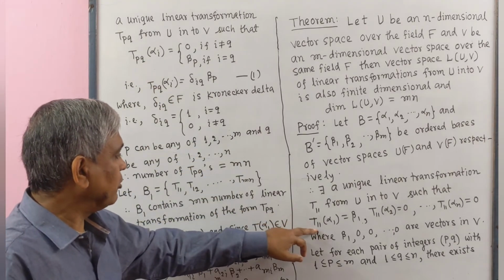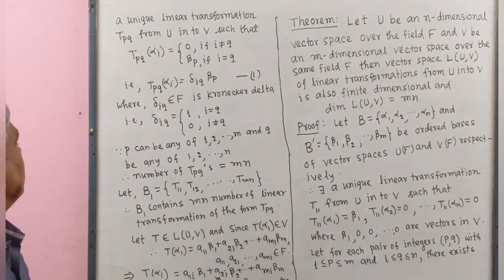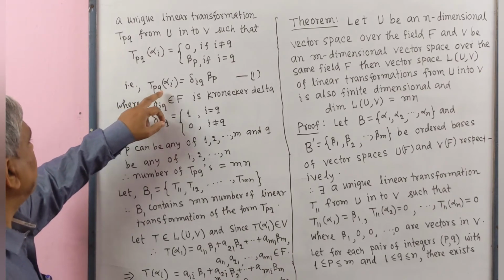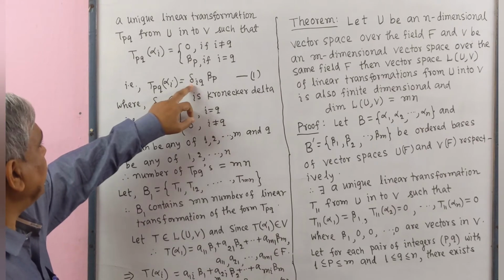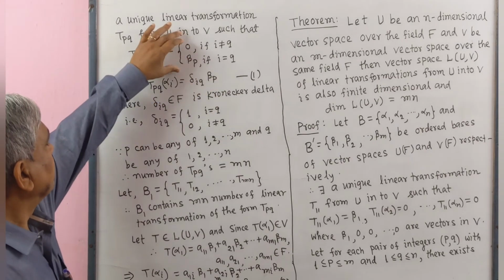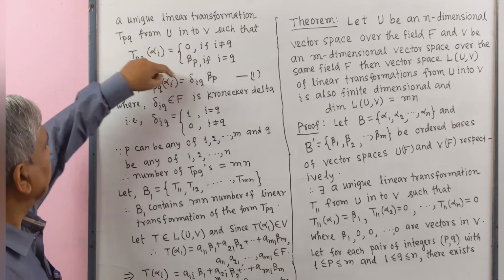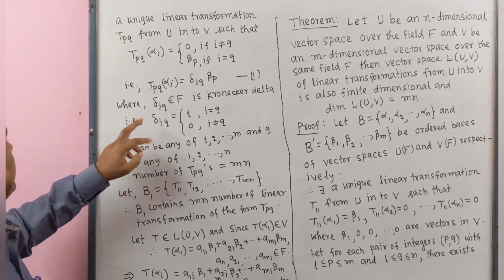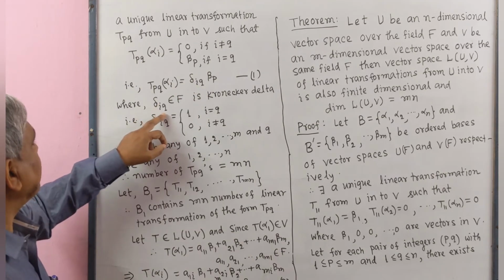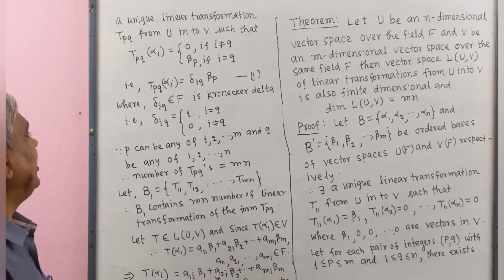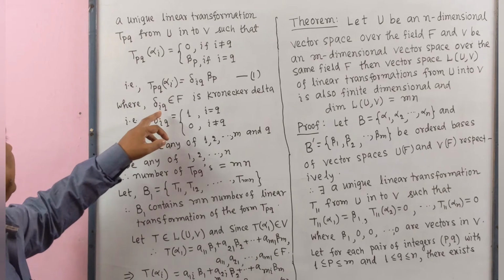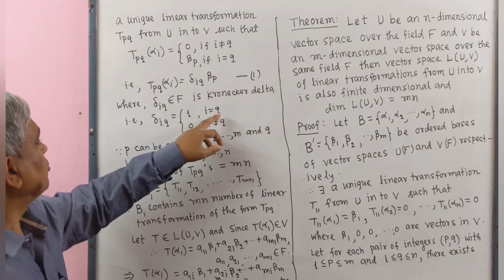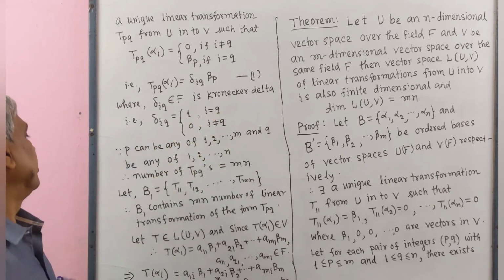Here we have taken a particular linear transformation, that is Tpq alpha i equal to Kronecker delta iq beta p. We have written it in a short form, where Kronecker delta iq belongs to field F and Kronecker delta iq equal to 1 for i equal to q and 0 for i not equal to q.